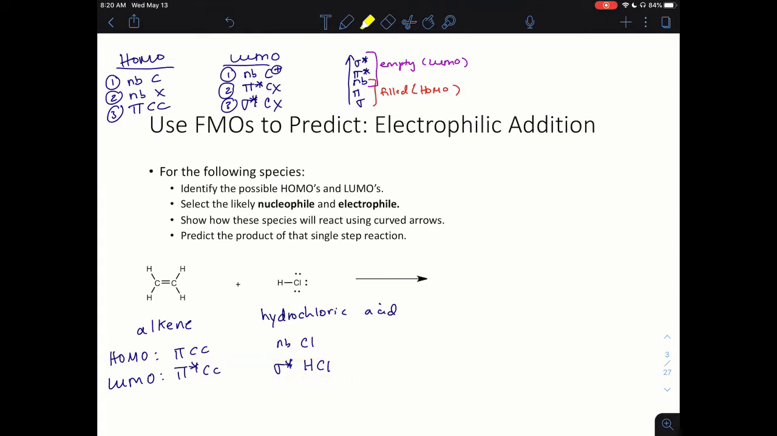Now, to determine which of these species will act as the nucleophile, the electron-rich species, and which will act as the electrophile, the electron-poor species, we can look at clues, but neither of these species are charged, so there aren't very many clues here. So what we can do is think about which has a good donor and good acceptor. Look at our lists of good donors and good acceptors, and we can see what? Yes, that the alkene has a good donor, pi CC, and the hydrochloric acid has a good acceptor, sigma star HX. So these two orbitals will react. The nucleophile will be the alkene, and the electrophile, the species that accepts electrons, is hydrochloric acid.